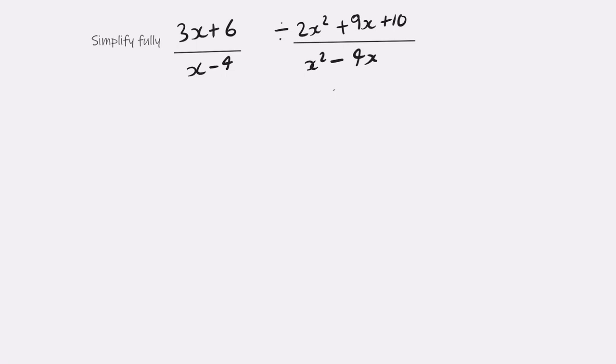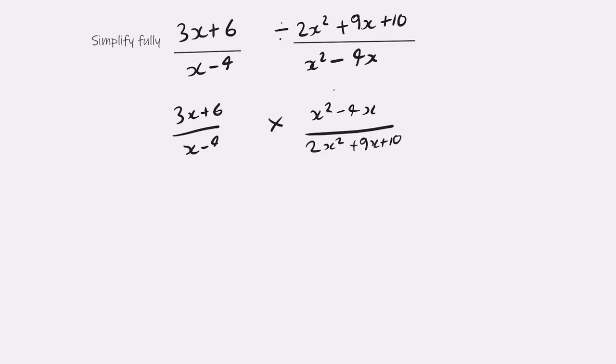Simplify fully 3x plus 6 over x minus 4, divided by 2x squared plus 9x plus 10 over x squared minus 4x. How do you simplify that? Well, first we want to flip the fraction on the right. So instead of dividing by that, we times by 1 over that. So that would be 3x plus 6 over x minus 4, times x squared minus 4x over 2x squared plus 9x plus 10.